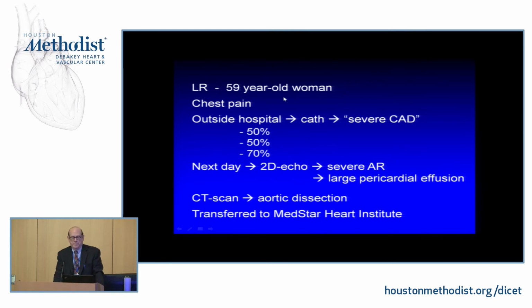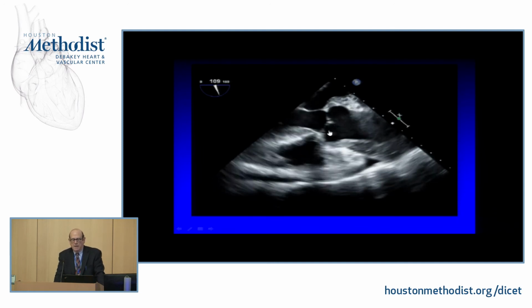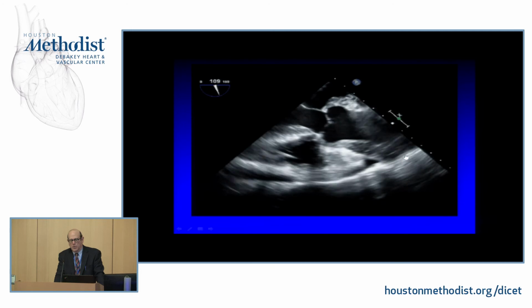Another middle-aged patient, this one a lady who presented to us with what was felt on the outside to be coronary disease. She did have some lesions, was sent to us, and a 2D echo showed a lot of aortic regurgitation and a pericardial effusion. We did a CT scan and changed the diagnosis. Oh, sorry, this was done at the outside hospital and then sent to us for surgery. And this is the patient's ascending aorta. The aortic valve looks normal. The shape of the sinuses is perhaps a little bit prominent, dilated, but this is an intramural hematoma.